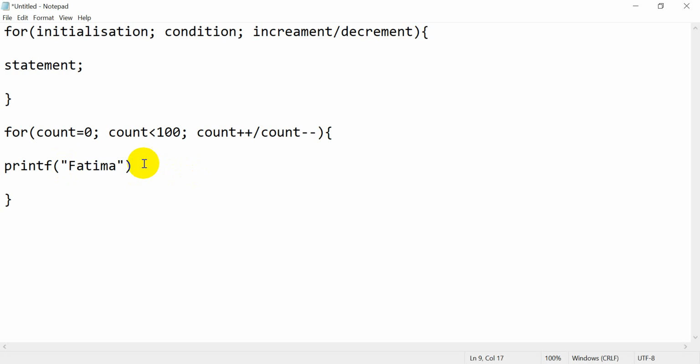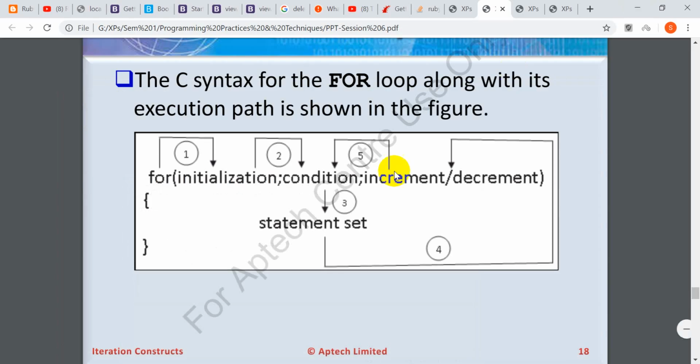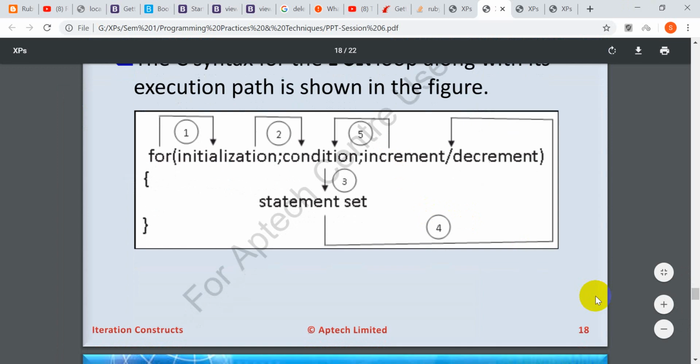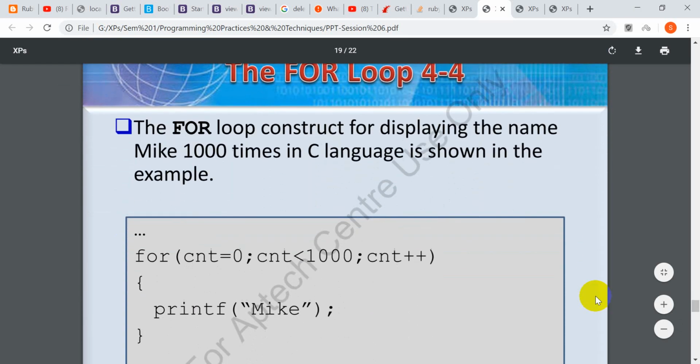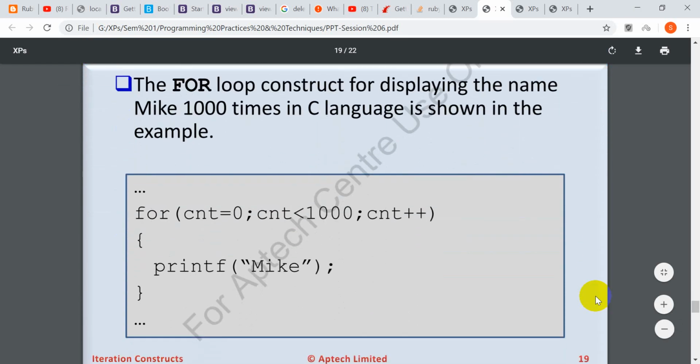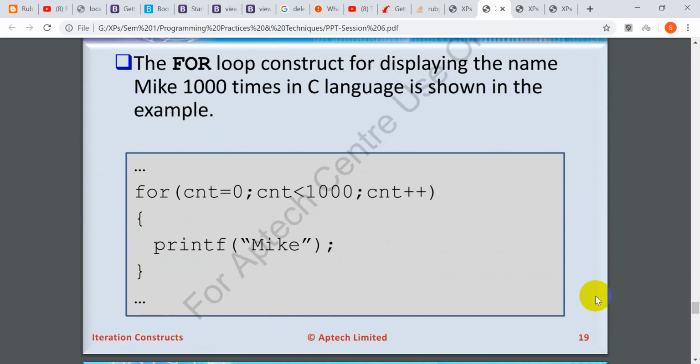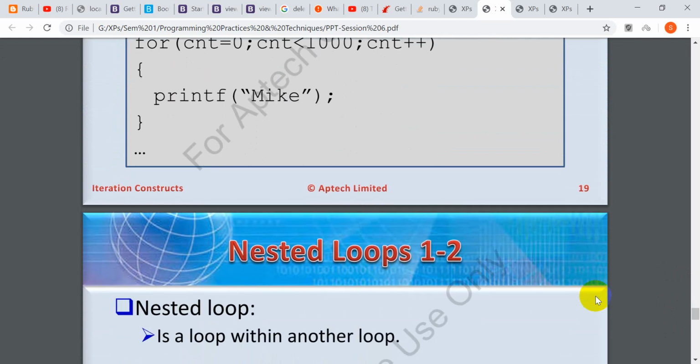We'll come to the practical and the programming, you'll see how it works. So this is the syntax. Do you understand? So the for loop is: for count is equal to, less than a constant, increment, print mic.